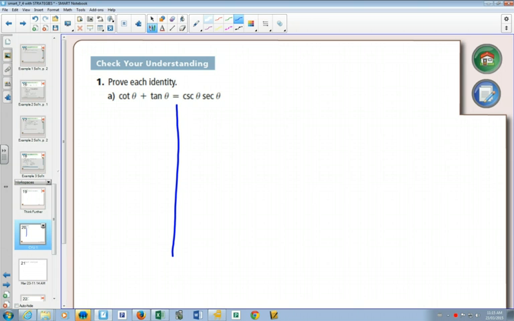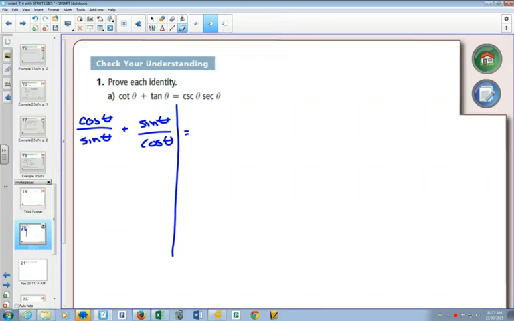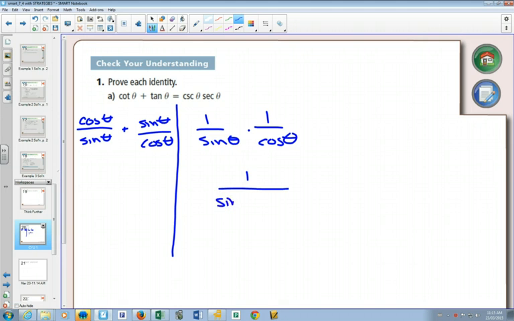So here I'm going to have cos theta over sine theta plus sine theta over cos theta. Oops, no equal sign there. And on this side I'd have 1 over sine theta times 1 over cos theta. Multiplying fractions, you multiply the tops, you multiply the bottoms. So this one, right away, I have a single fraction on the right-hand side. On the other side, I'm adding fractions. In order to add fractions, I need a common denominator.